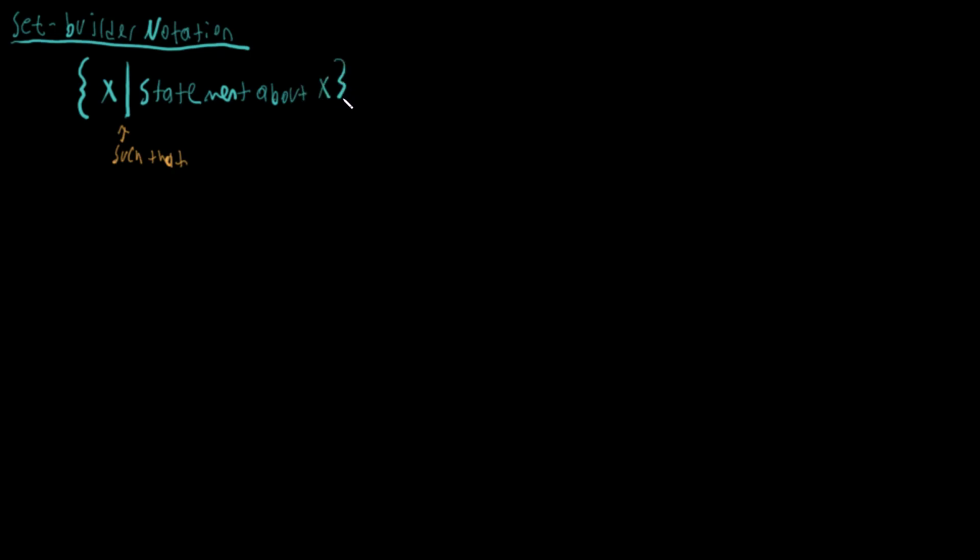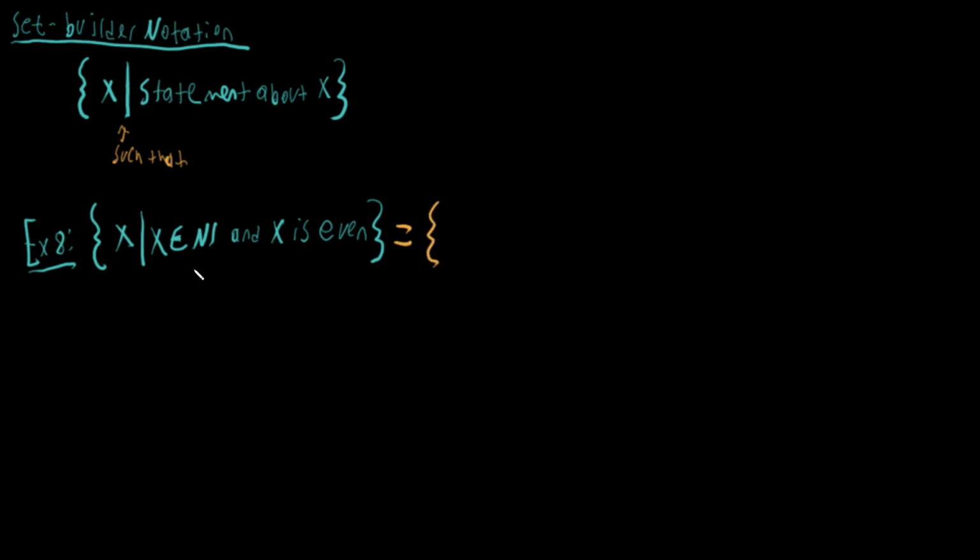Okay. So here's what we're talking about. Let's give an example. Let's say this is the set of numbers x such that x is in the natural numbers, and x is even. So if I wanted to actually write out what this set would look like, it would look like this. The natural numbers start with 1, but we only want even numbers. So this would be 2, 4, 6, 8, so on and so forth.